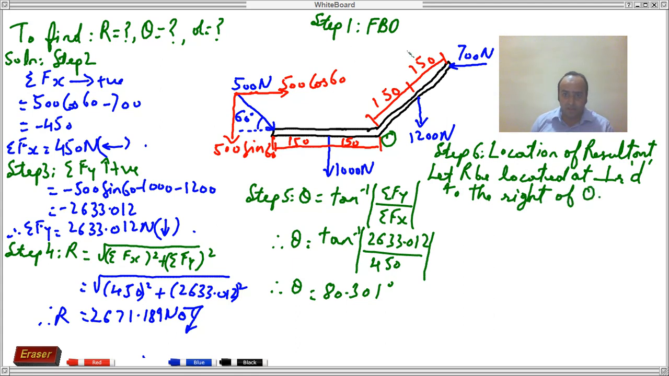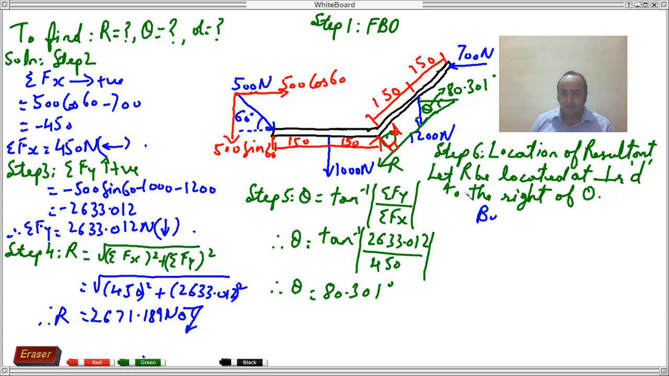Now, since we have assumed it, I'll be just showing it on the diagram. Let this particular R that we have assumed be located somewhat like this to the right of O. This is R. And if I show it over here, the angle of R is this theta, which is nothing but 80.301 degrees. So now, what is the distance small d? This will be the perpendicular distance small d. This is the distance that I have shown. So now, how to find out that d?